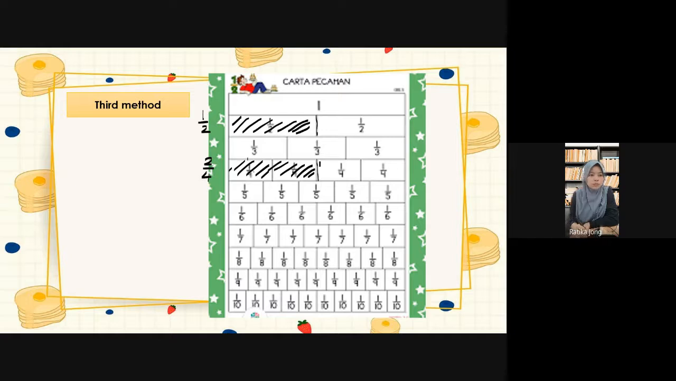Okay, now let's move down. Ada lagi tak yang sama baris dengan yang ini? Sama baris dengan garisan ni? Ada lagi tak?